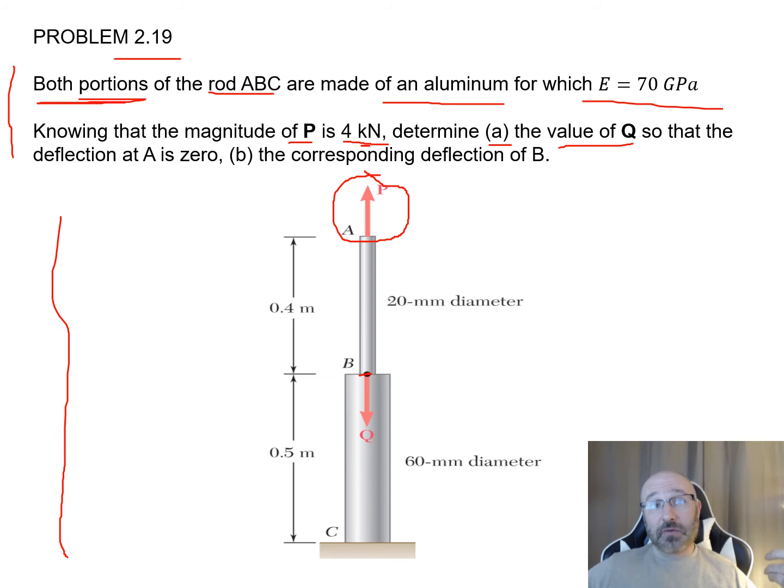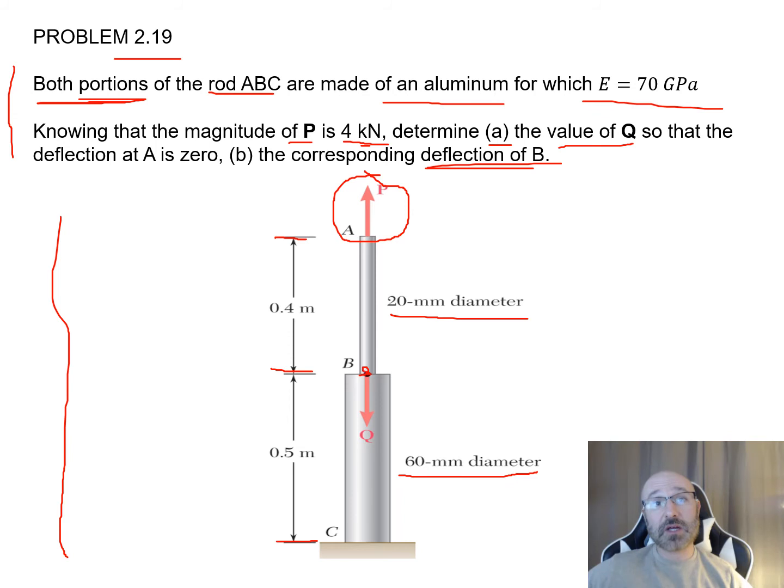So the other thing that we can infer here is all the dimensions. The dimensions were not given in our problem statement. We can just physically see them down here in our diagram. So the length of AB is 0.4 in units of meters. Our length of BC is 0.5 in units of meters. And our diameter of BC is 60 millimeters. And our diameter of AB is 20 millimeters. So in part B, they're asking us to find the corresponding deflection of just point B, which is right at this point right here.